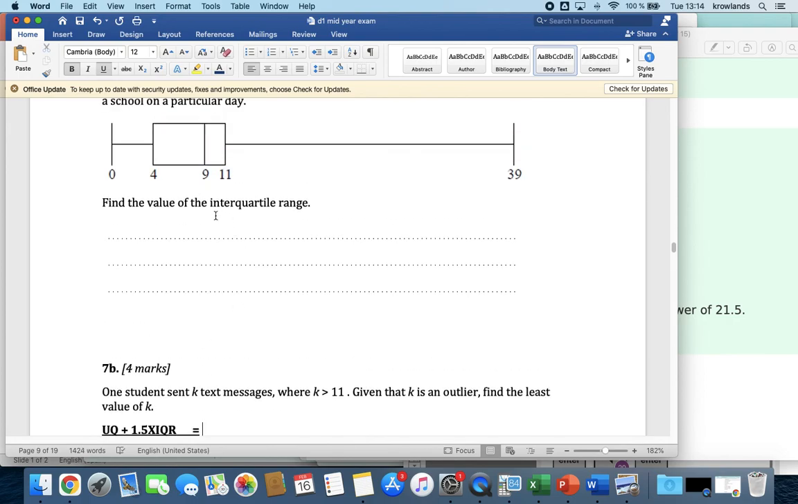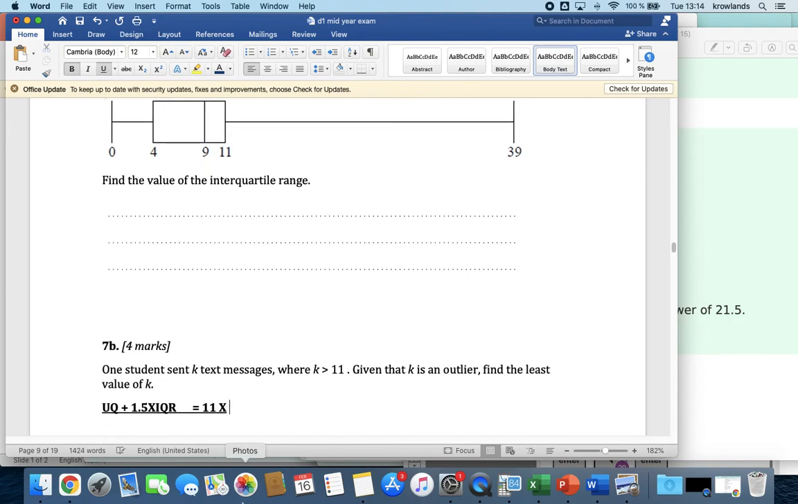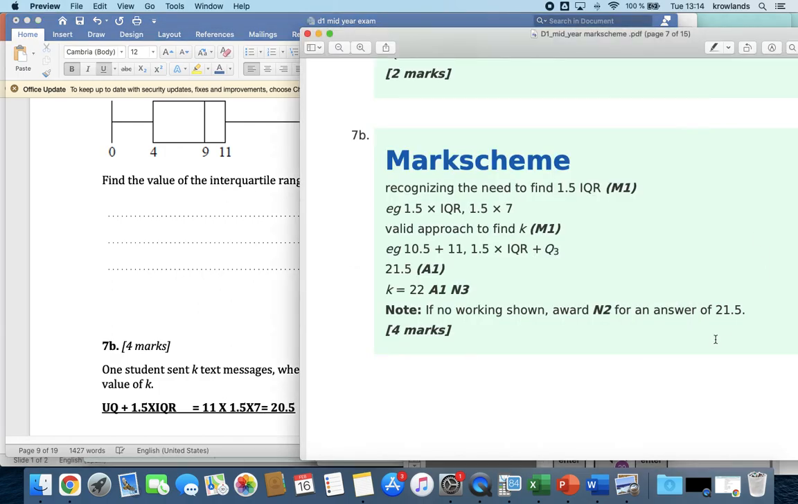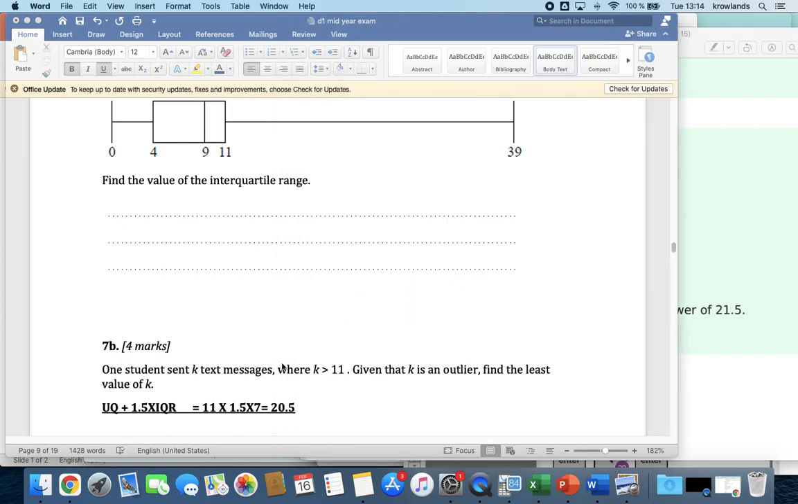The upper quartile therefore is 11. Then we're going to do 1.5 times the interquartile range, which you've already calculated, times 7. And we are going to have the following, 20.5. Let's just double check. My maths wasn't quite right. It was 21.5.